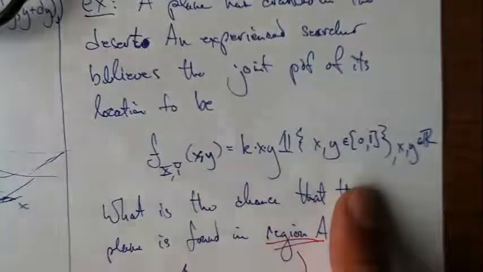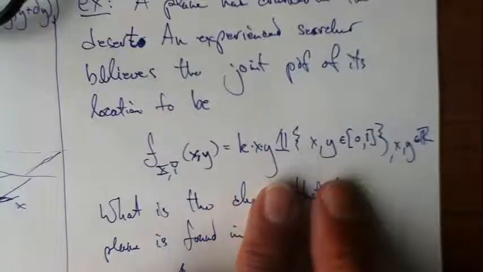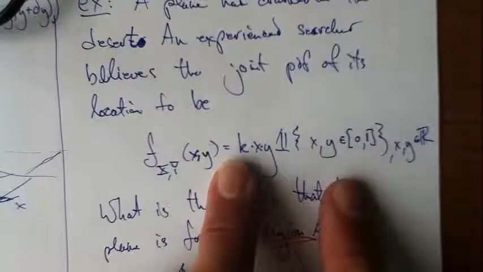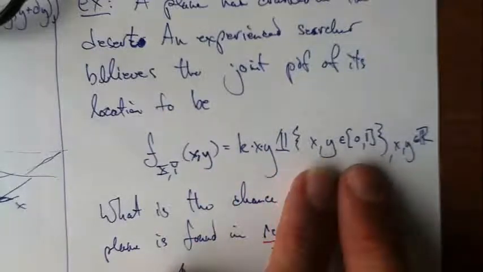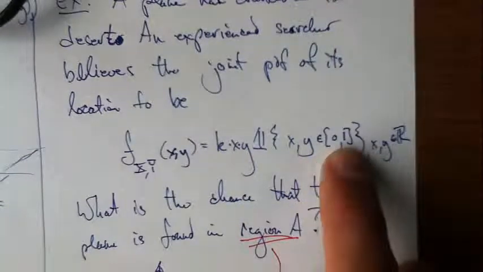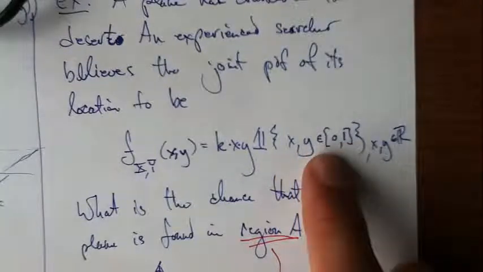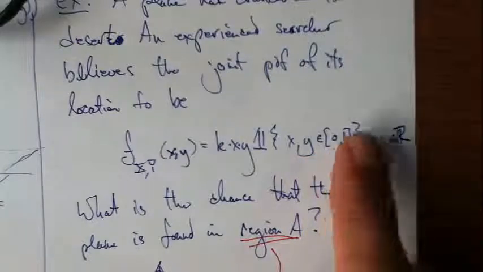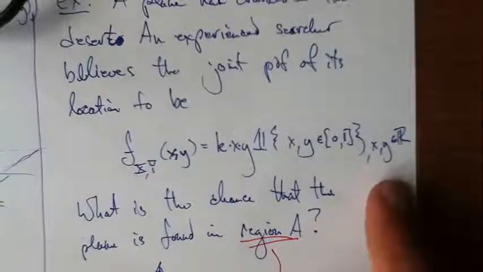Maybe this is due to this researcher's expertise and knowledge of the area and the layout of the land and the mountains and all this stuff. Maybe they believe that it has this kind of a form, so that it's some constant k times x times y times the indicator that both x and y are in the unit interval. Maybe the units on these numbers are 100 miles, so 0 miles up to 100 miles in each direction, something like that. And this is for all x and y in the reals.